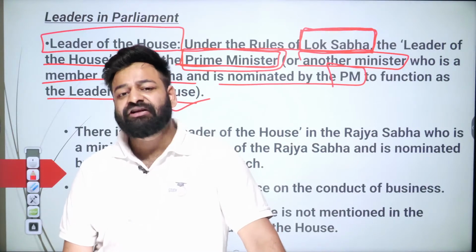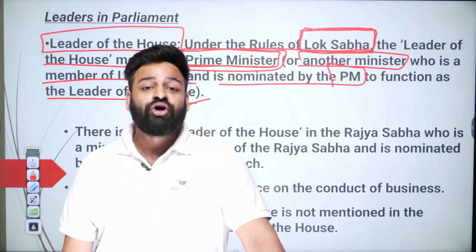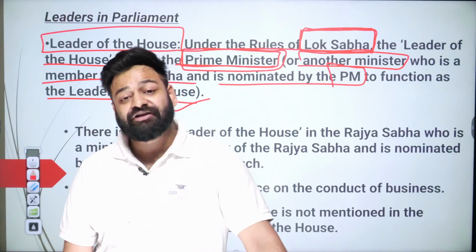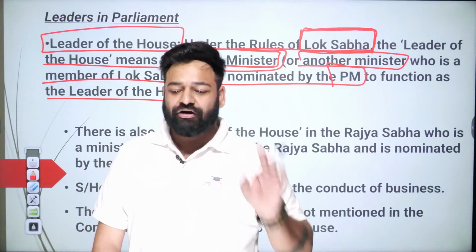Okay, so generally it is the Prime Minister, and it could be another person as well, who is nominated by the Prime Minister, who is a minister as well as a member of the Lok Sabha, right? So this is what the leader of the house term is.